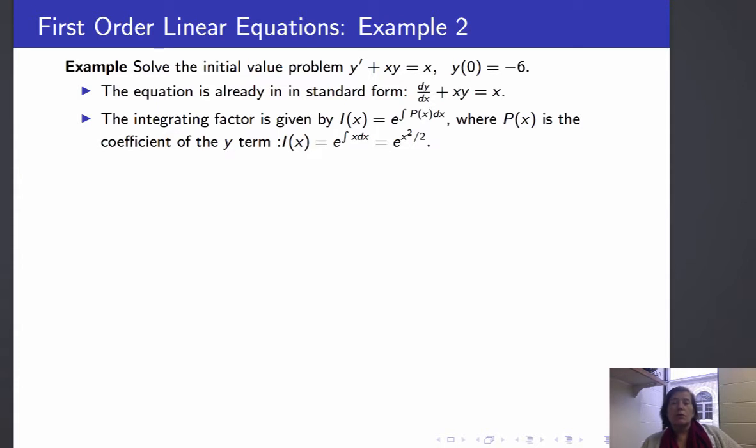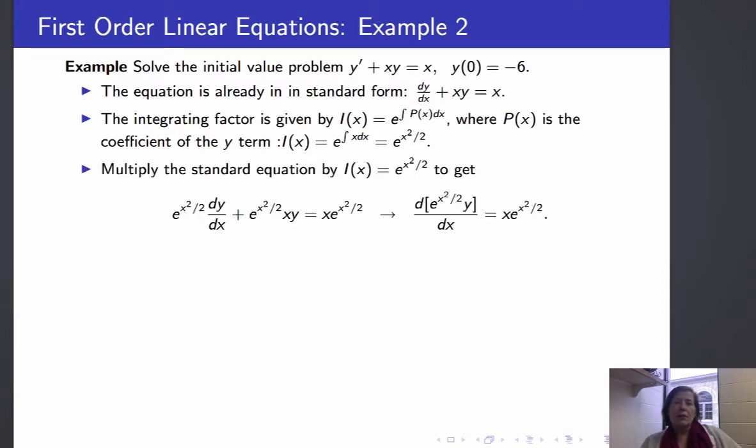The first thing is to find the integrating factor, and I of x is always going to be e to the integral of p(x) dx, where p(x) is the coefficient of the y term when the equation is in standard form. So in this case, I(x) is e to the power of the integral of x dx, and the integral of x is x squared over 2, so it's e to the x squared over 2.